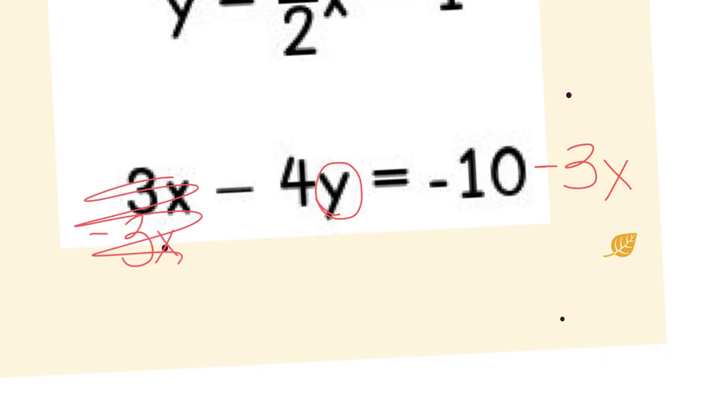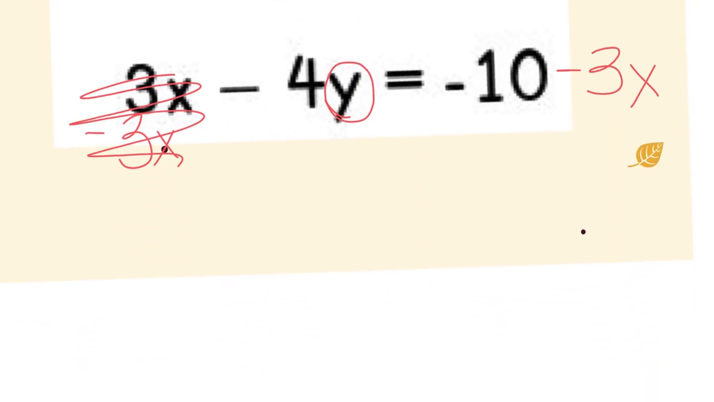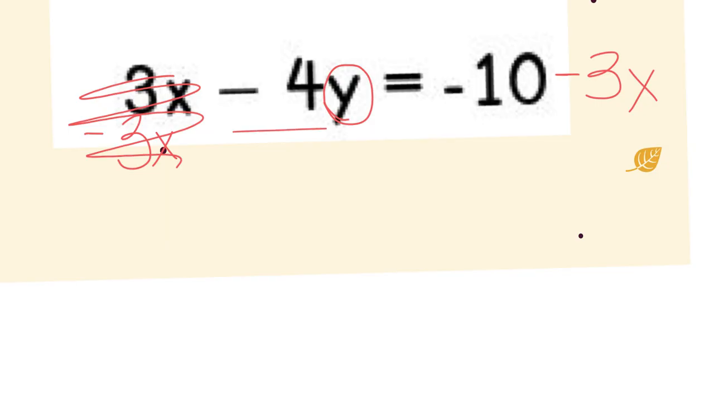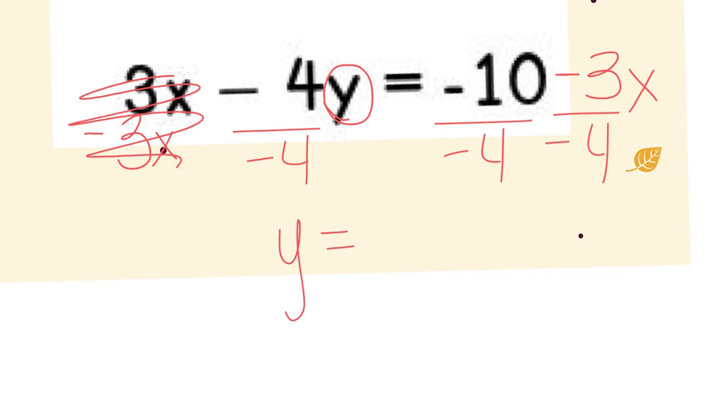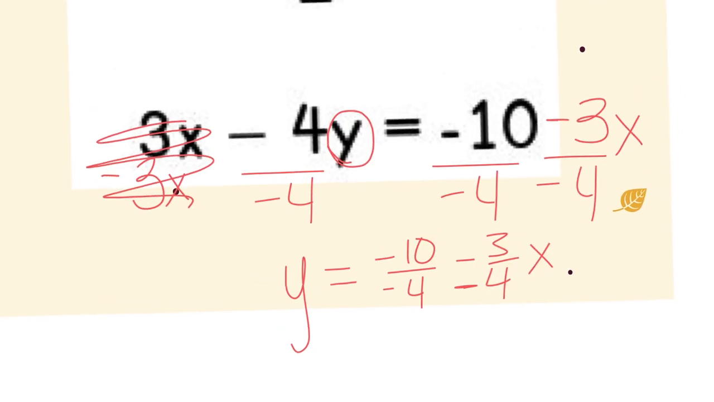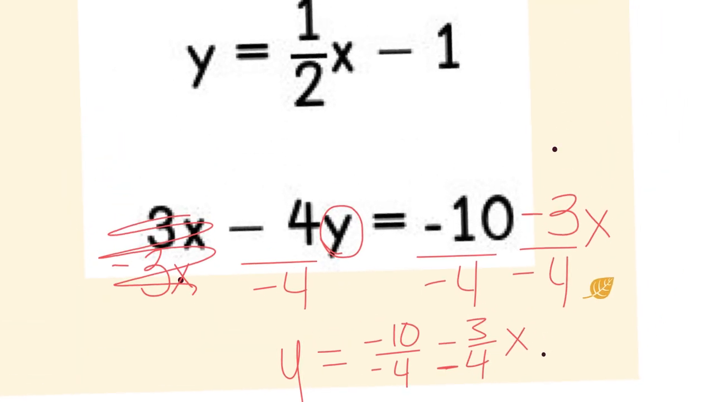Now what's going on with the y? Are we multiplying? Are we dividing? Are we adding? Are we subtracting? What are we doing here? We're going to divide by -4 on everything. So we get y equals, and guys, we don't even have to simplify these fractions. We can actually put exactly this in Desmos, okay? So I want you to go to your Desmos, and I want you to graph both of these equations.